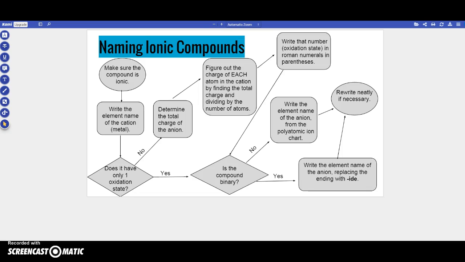So the first thing we're going to do is make sure the compound is ionic. All the examples today that I'm going to give you are going to be ionic compounds, but eventually they'll be mixed in with covalent compounds, and you need to make sure you're using the right rules. Then we're going to write the element name of the cation or the metal exactly how it is.